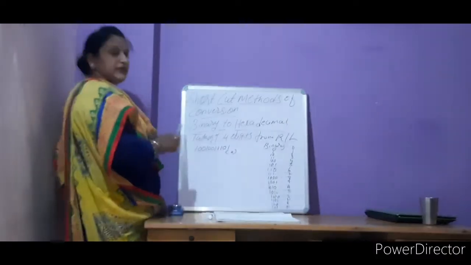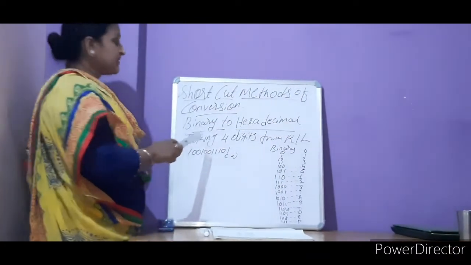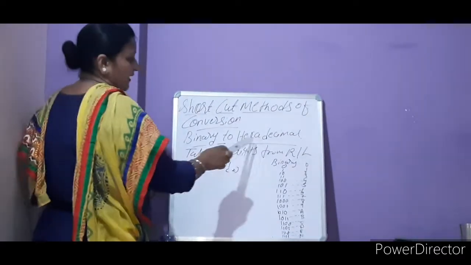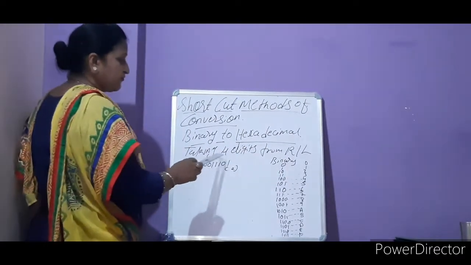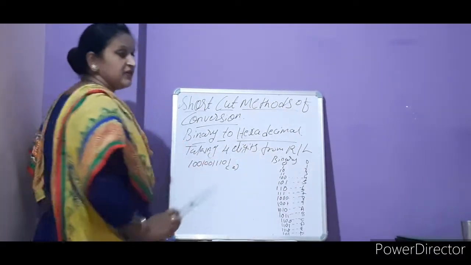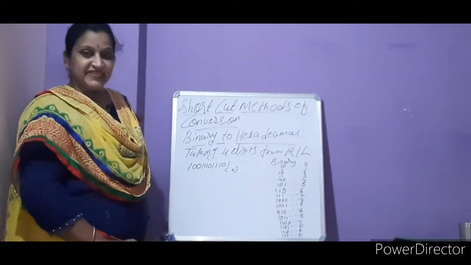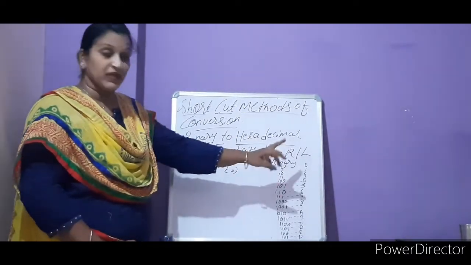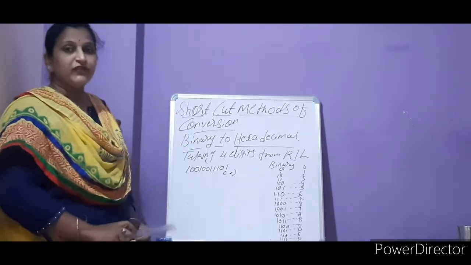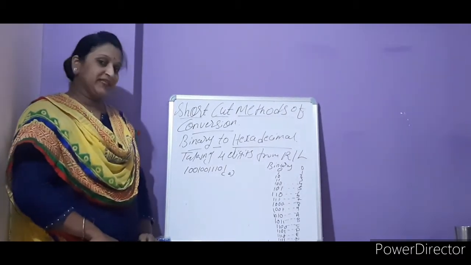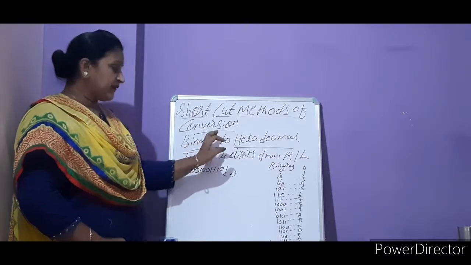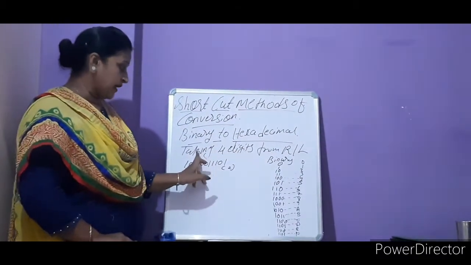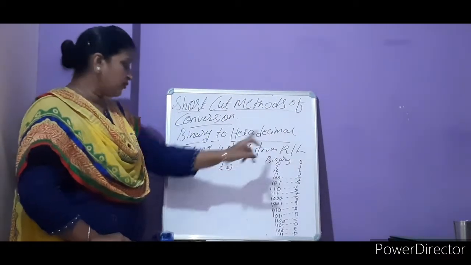Here in the binary number system one more method is there, that is the shortcut method of conversion: binary to hexadecimal, taking 4 digits from right to left. Just now we have taken 3 digits, but now in hexadecimal we have to take 4 digits from right to left. When converting binary to octal we took 3 digits, but when converting from binary to hexadecimal we have to take 4 digits, that too from right to left.